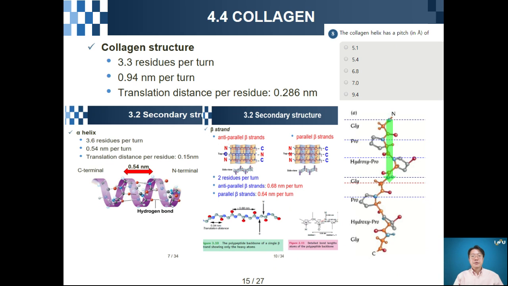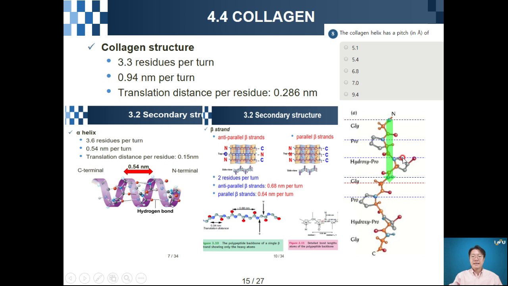Okay, and also previously we learned that the alpha helix is composed of each pitch. So each turn is composed of 3.6 amino acid residues, and each turn they progress 0.45 nanometer. So actually the translation distance per residue is 0.15 nanometer. Okay, so this is the alpha helix.